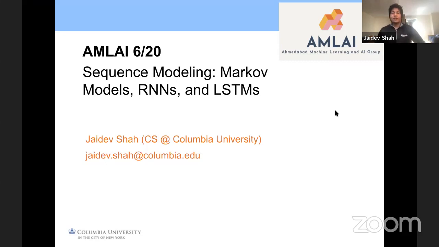So today's session is about sequence modeling. To give you a brief rundown of what we'll cover today, we'll be talking about Markov chains, Markov models, which are like the introductory 101 to modeling any sort of sequence, and then moving on to more sophisticated deep learning models like RNNs and LSTMs.